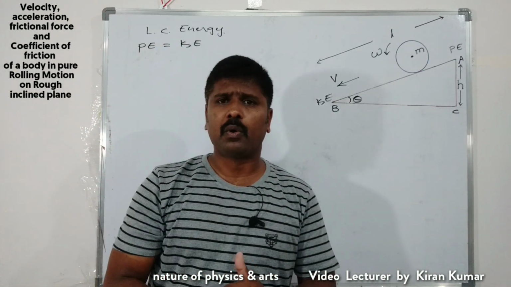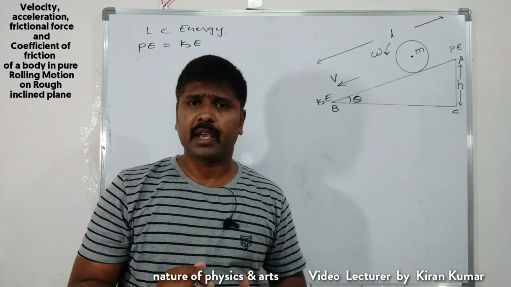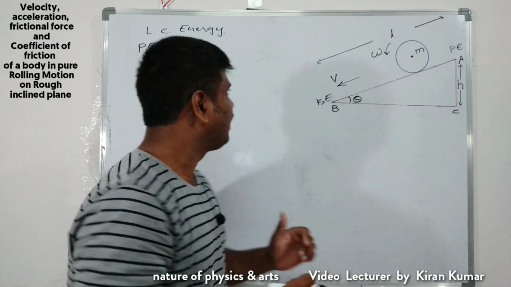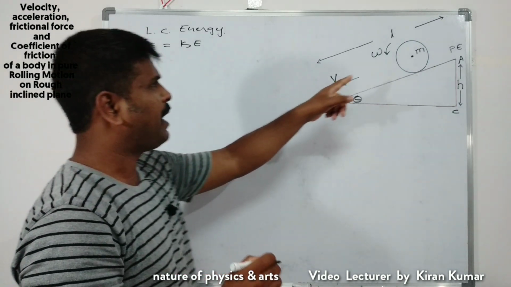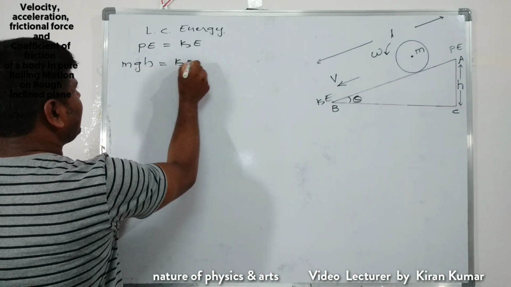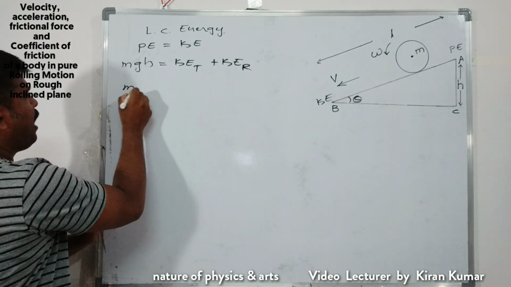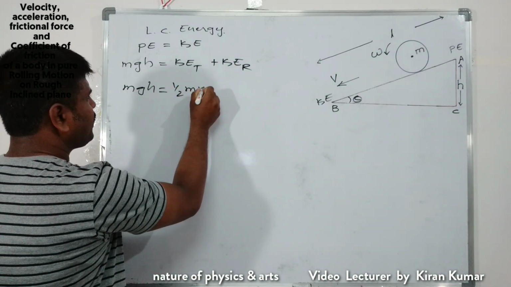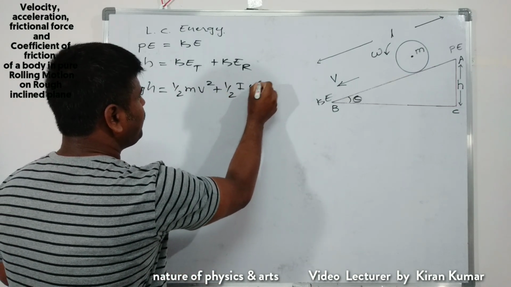But here this is pure rolling motion. In pure rolling motion, there are two types of kinetic energy: one is the translational kinetic energy, another is the rotational kinetic energy. The potential energy is mgh, where m is the mass of the rolling body, which is equal to the kinetic energy of translation plus the kinetic energy of rotation. So mgh equals 1/2 mv² plus 1/2 Iω².